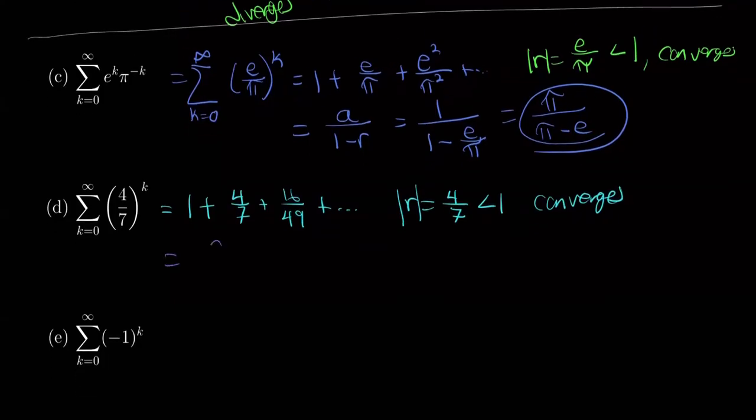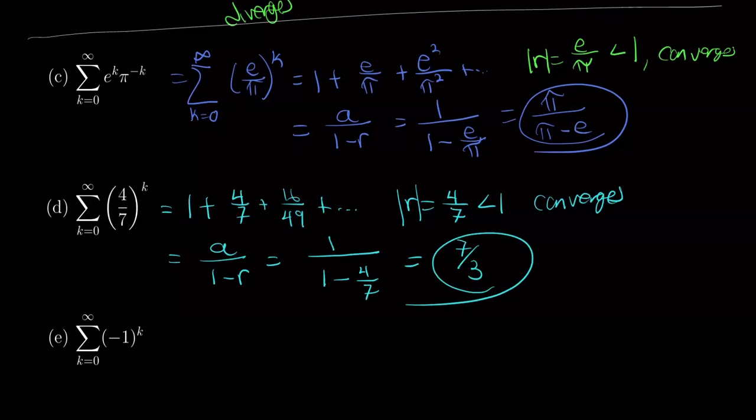Not only does it converge to the value, I'm sorry, I'll try to keep the colors the same. It converges to the value of A on 1 minus R, where A is the first term of the series, and R in this case was 4/7. Type that into your calculator if you'd like, but let's leave that as an exact answer, and I got 7/3.